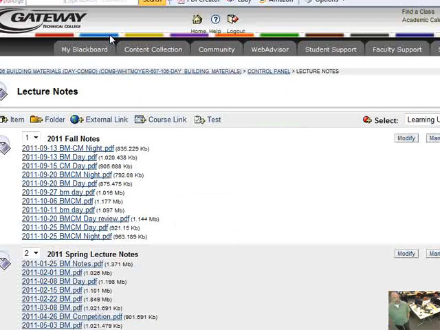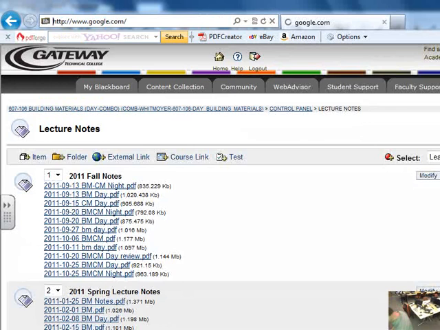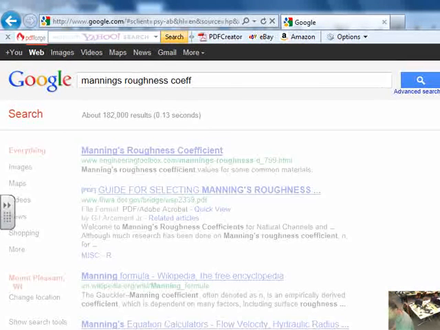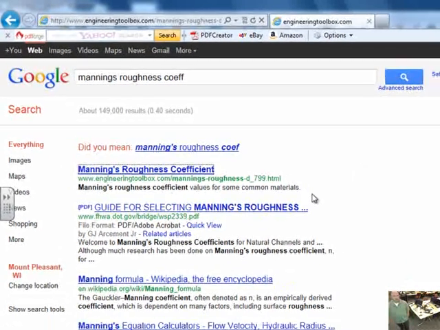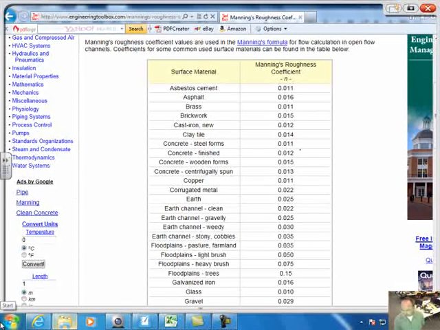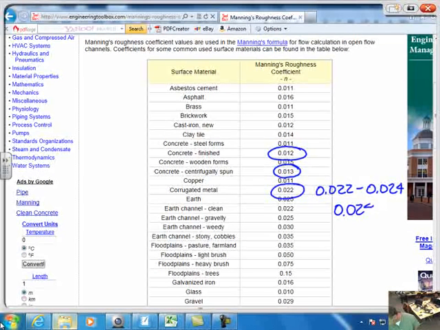Well, let's look it up. I'm going to go to www.google.com. I'm going to look up Manning's roughness coefficients. So Manning's roughness coefficients. And here's the roughness coefficients for a variety of different materials. You'll notice that when we start talking concretes, 0.012 is typical, or 0.013. When you start talking corrugated metal, 0.022 to 0.024. I like personally using 0.024 for corrugated metal and 0.012 or 0.013 for concrete.